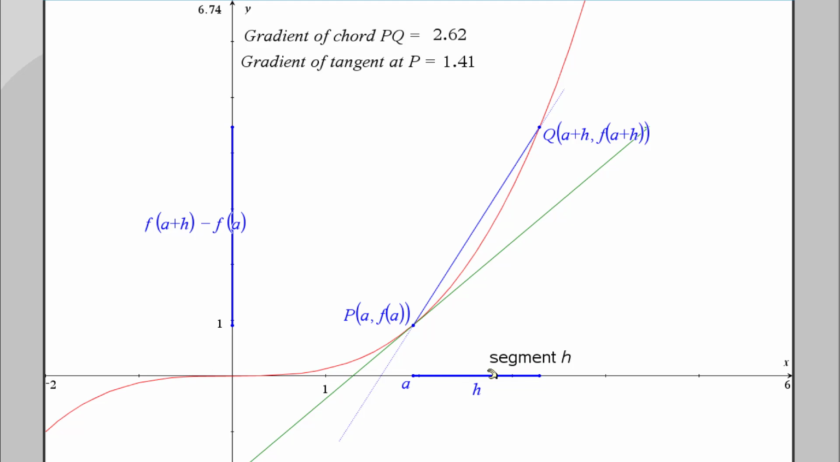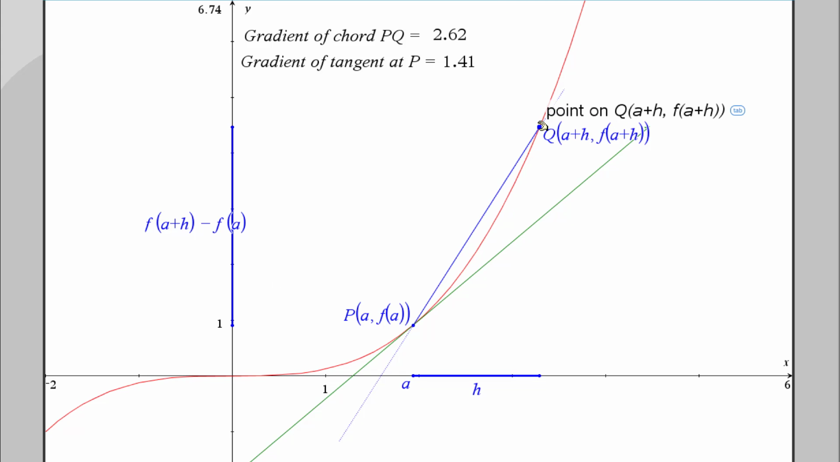We've got on the x-axis here the difference between those two x coordinates, the run, if you want to think about that in terms of gradient being rise over run, so the horizontal change between those 2 points, a plus h minus a, so that is h. And then the vertical distance between those 2 points, so the rise, is f of a plus h minus f of a. We've got those drawn here.